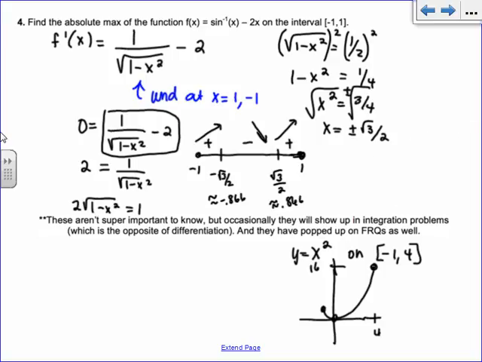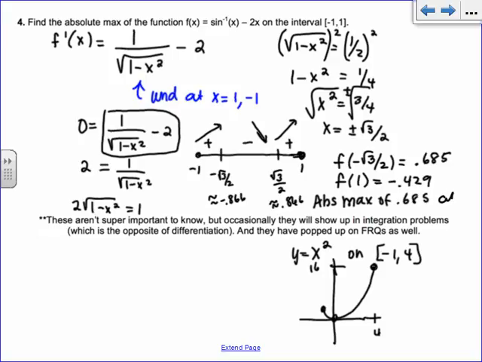So what we're going to do is test each of those in the original. We're going to find f of negative root 3 over 2, and f of 1. When we find those, f of negative root 3 over 2 ends up being 0.685, and f of 1 is negative 0.429. When we talk about the absolute max, which one's the highest point? The 0.685, right? That's as high as it goes. So we're going to say absolute max of 0.685 at x equals negative root 3 over 2.